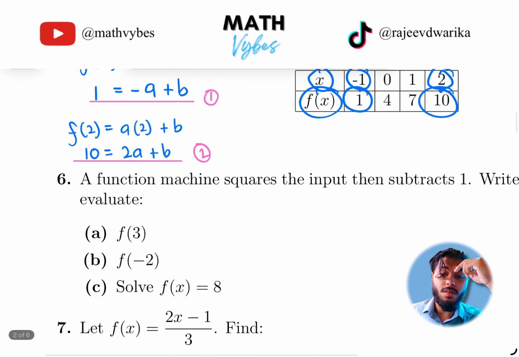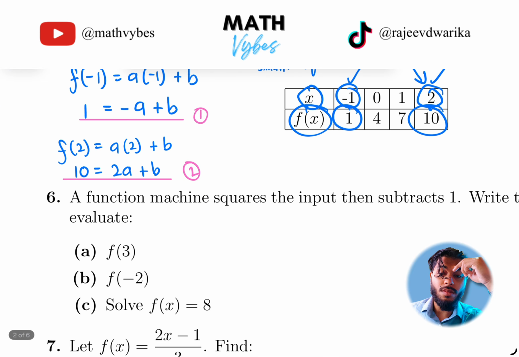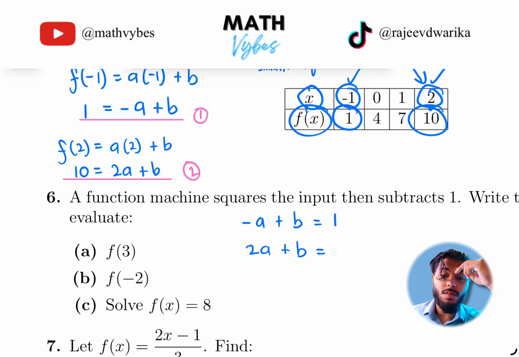I'm just going to rewrite it. So instead of me putting 1 on the left-hand side, I'm just going to write it on the right-hand side. So I could write minus a plus b is equal to 1. And then I'm going to write the second equation directly underneath that. So that would be 2a plus b is equal to 10.